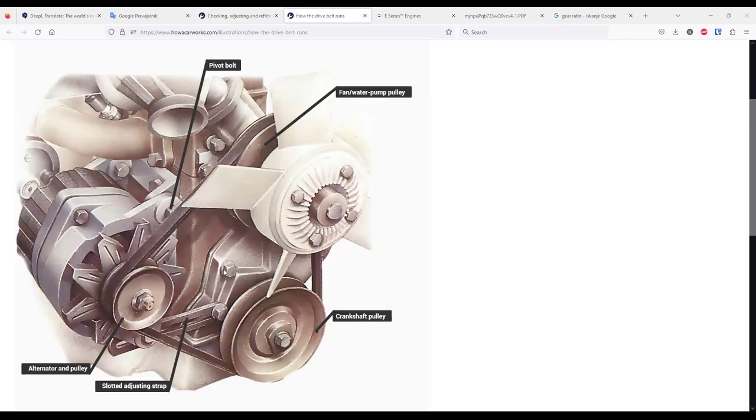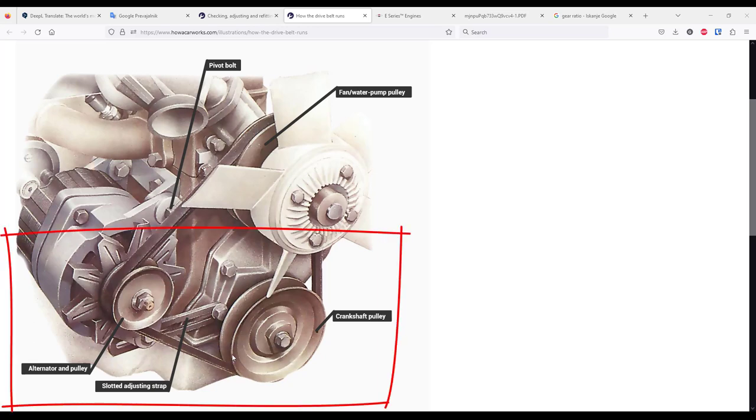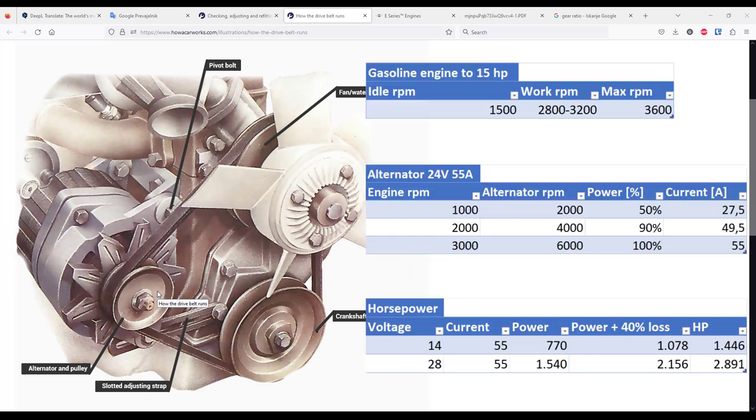This is a picture of a car engine, and we will focus on these two parts. Here you can see that the crankshaft pulley is bigger than the alternator pulley, and in the car industry there is quite a common practice that for every rotation of the crankshaft pulley, two rotations of the alternator pulley are made. Now let's put this in our use case.